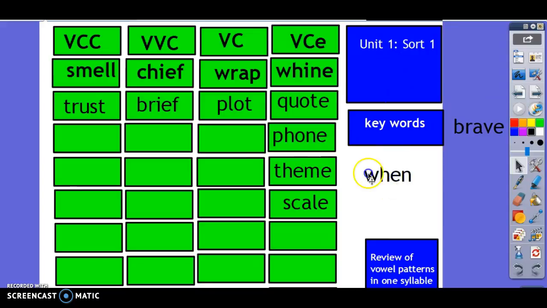When, vowel, consonant. So today you're going to cut out your words and then sort them according to their patterns. There are more words than this, I just did a few of them. Remember that if you have a Q, U, you're not going to start with that U, you'll start with the next vowel.